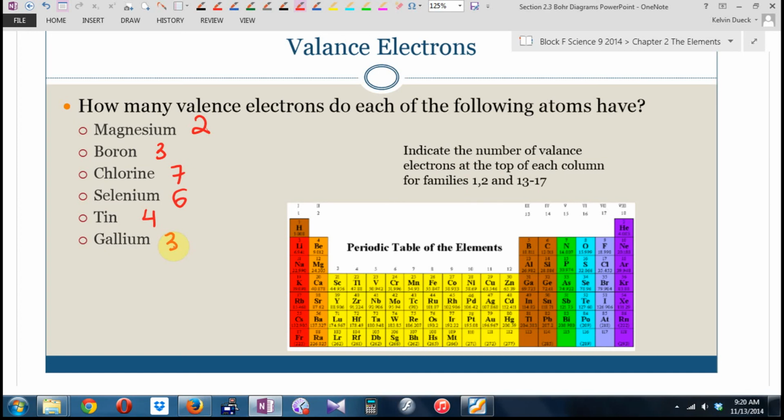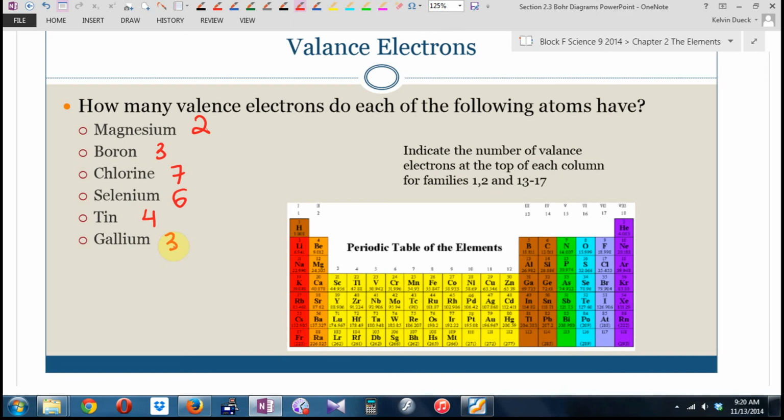As soon as you go further down, like selenium, I said, where the heck is selenium? It's the blue row, right here. Now, I don't count like this. Instead, I said, how many does oxygen have? 6. So selenium has 6. Wait, isn't it 16? No, it doesn't work for the next rows. It works for the first 3 rows, and then you go with what's above it.